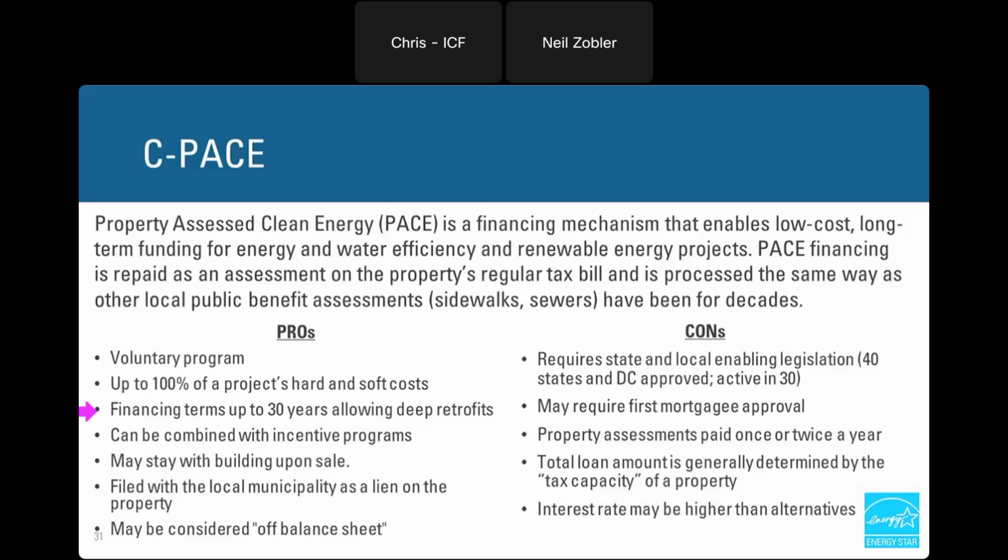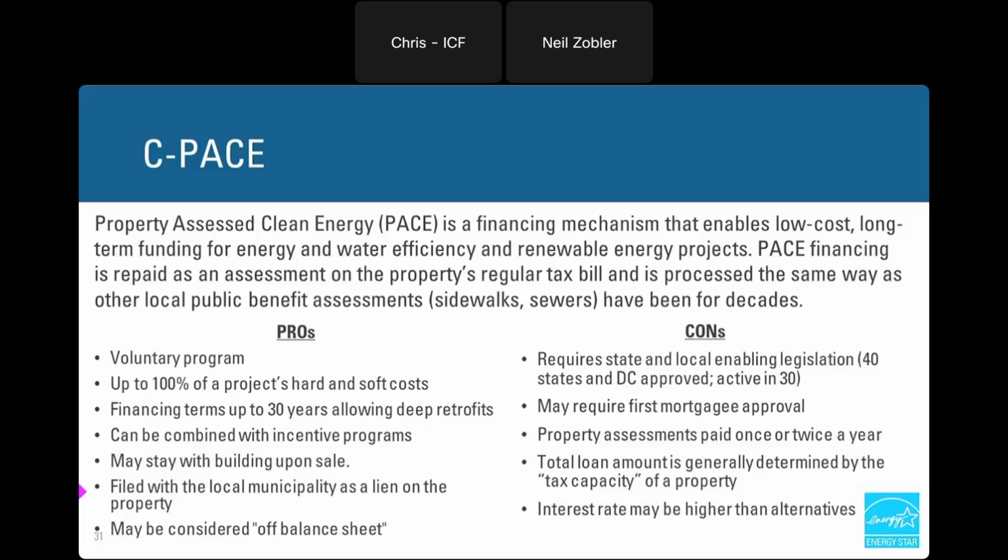Now, with terms up to 30 years, you may find that this is more beneficial than it would be if you went through a more traditional funding source because of the term limitations in today's current economic environment. You can combine it with other incentive programs, take advantage of the tax savings, rebates, et cetera. And one of the benefits is that it may stay with the building when you sell it, which means that if it stays with the building, it may be interpreted to be considered off balance sheet.